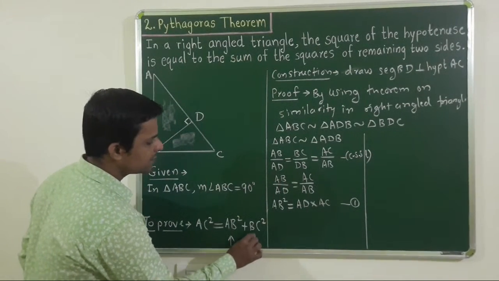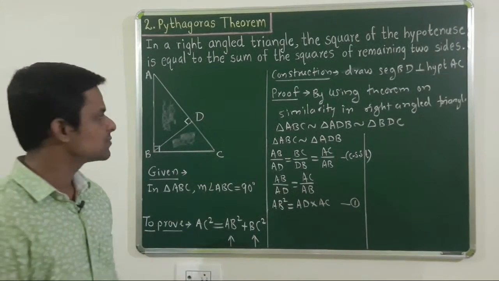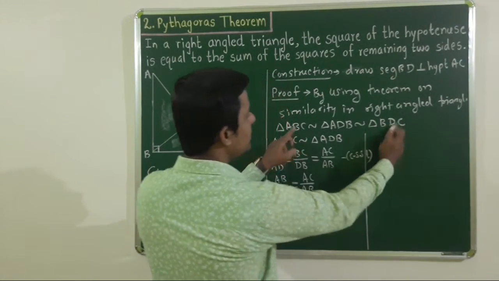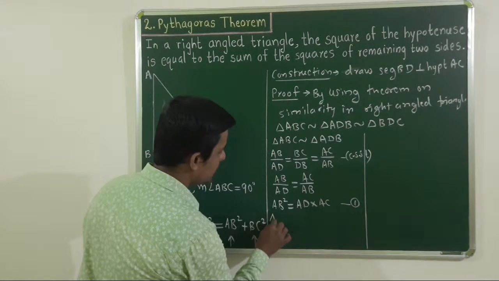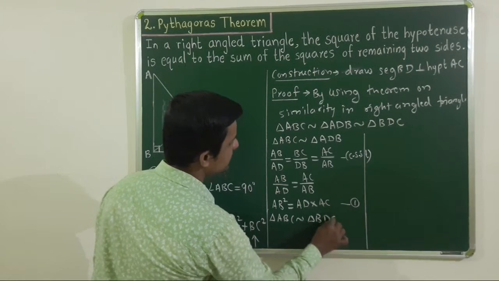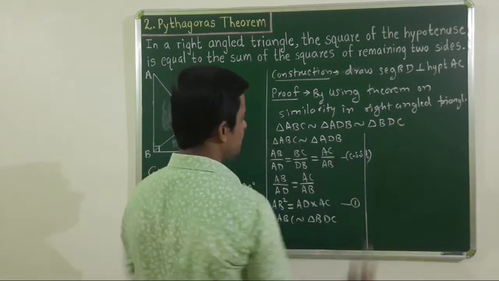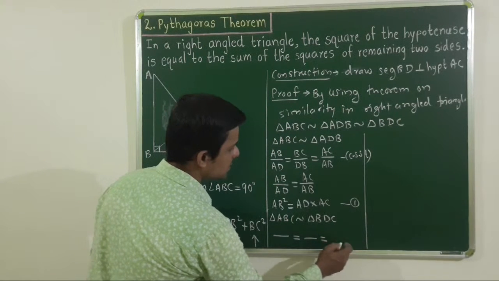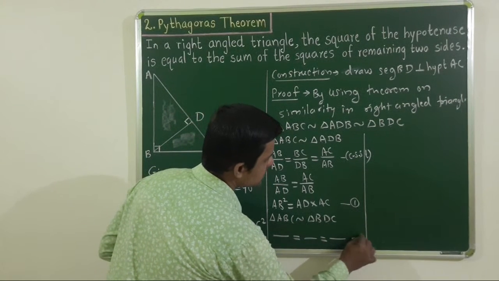Now we will get BC square. To get BC square, we will take this pair, that is triangle ABC similar to triangle BDC. Now triangle ABC is similar to triangle BDC. Hence the corresponding sides are in proportion. Reason is CSST.